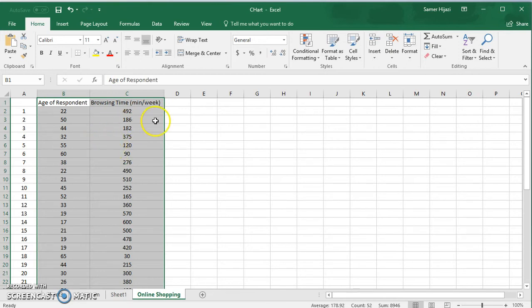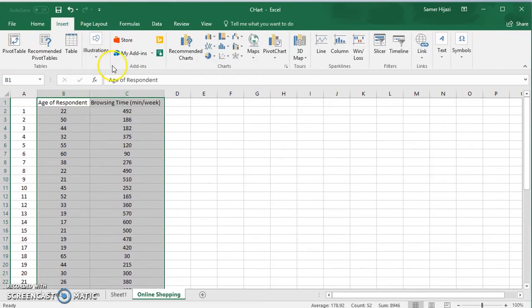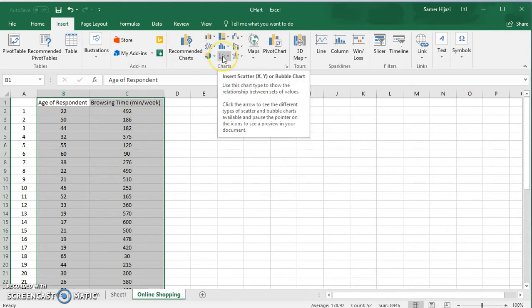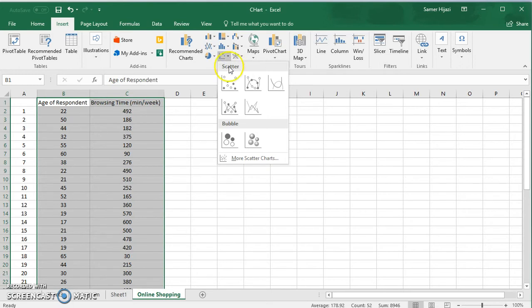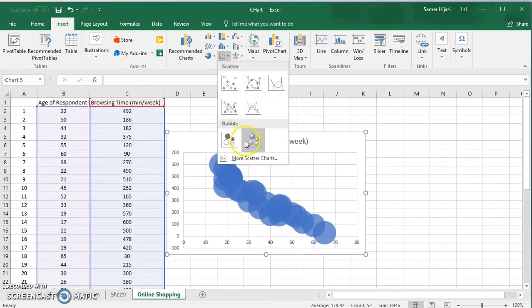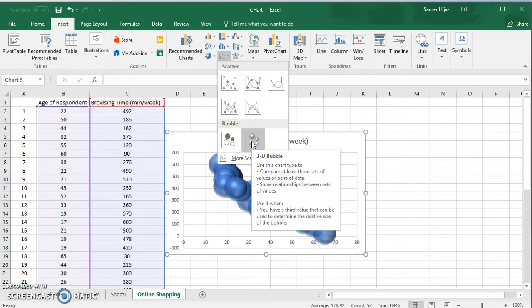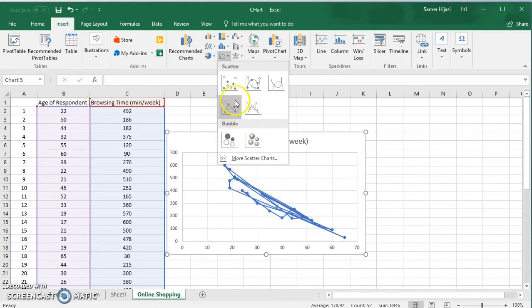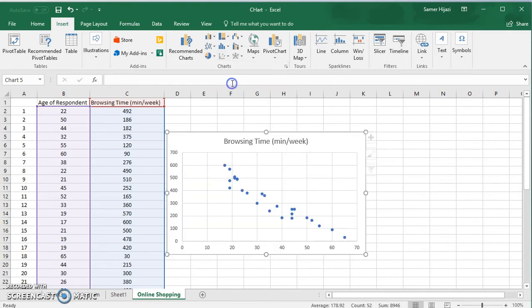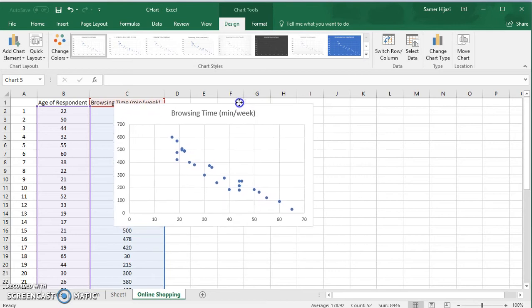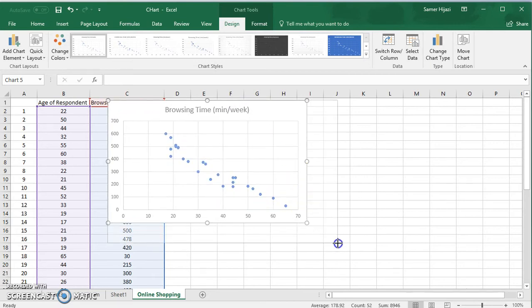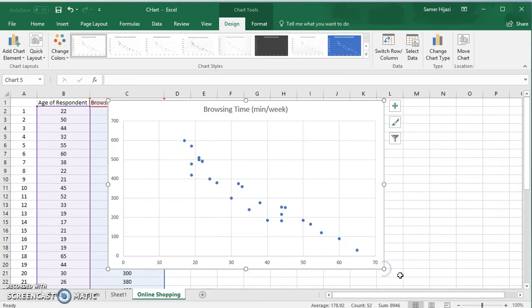To do the scatter diagram, we're going to select the data as we said, go to the Insert ribbon and Charts group, and we're going to look for the scatter diagram. Click on the arrow. You will see that we have several scatter diagrams, and we have what we call a bubble diagram. Of course, bubble diagrams are going to give you clear pictures, so we're going to choose the scatter diagram.